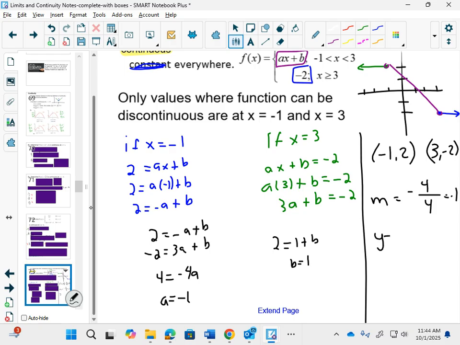And if I did y equals mx plus b, and I know my slope is -1, I could choose either of these points and plug it in. So I could plug in -1 for x and 2 for y. Yeah, this is good. And this will be +1. If I move that +1 over, I get b is 1. And so my equation of that line is -x plus 1. Did that match up with a equals -1 and b equals 1 as another method?